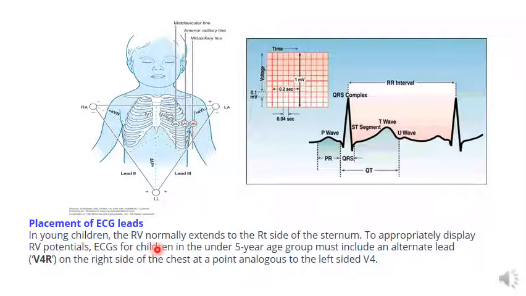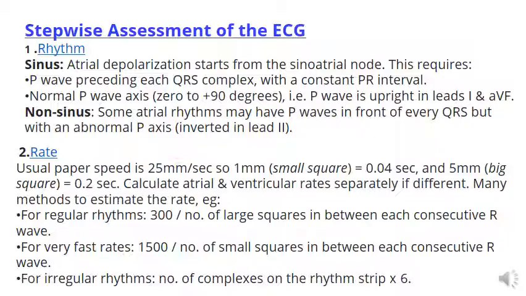In young children, the right ventricle normally extends to the right side of the sternum. To appropriately display right ventricle potentials, I mean electricity here, the ECG for children in the under 5 age group must include an alternate lead V4R, which is located here. So next slide. When you see an ECG, you have to check for the rhythm, the rate, the axis, the PR interval, P wave, and so on.